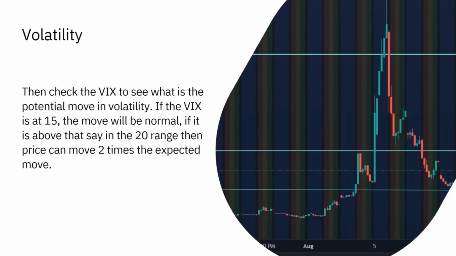Volatility. Then check the VIX to see what the potential move in volatility is. If the VIX is at 15, the move will be normal. If it is above that, say in the 20 range, then price can move 2 times the expected move. The VIX is the volatility index.